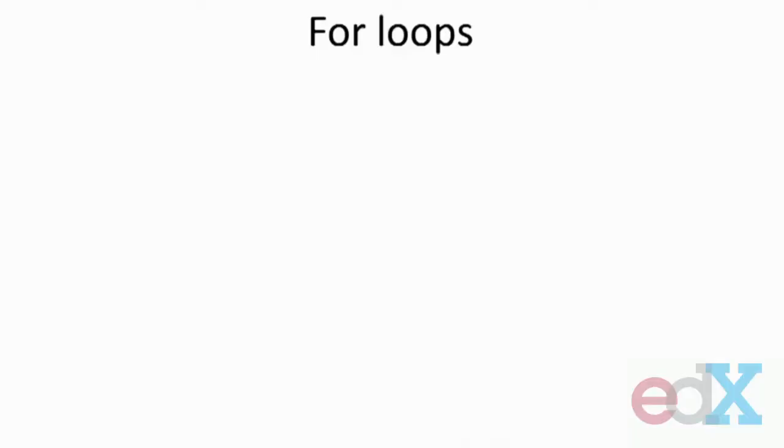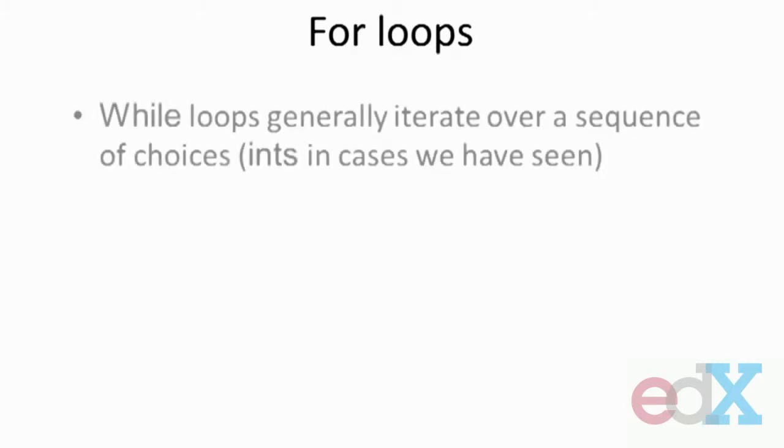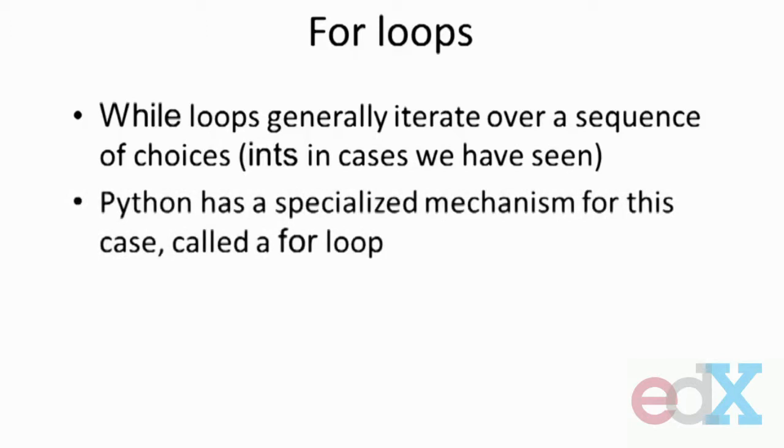Now we've got the idea of being able to generate guesses for things, building on this idea of iteration. If we think about the code we just looked at in the previous segment, while loops generally iterate over a sequence of choices. And often, especially in exhaustive enumeration, that sequence of choices is a whole series of things in order. In the examples we've seen so far, they've all been ints or integers. If we're doing that kind of iteration, that kind of loop over a sequence of choices, Python provides a very nice specialized mechanism for handling this, and it's called a for loop.